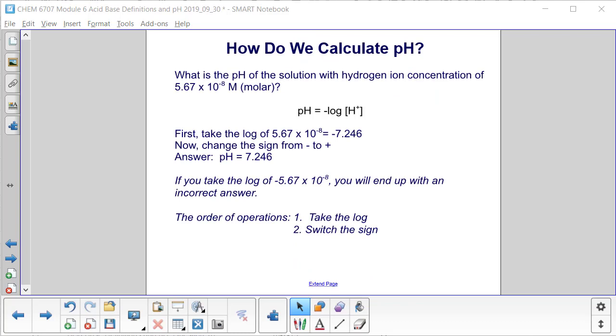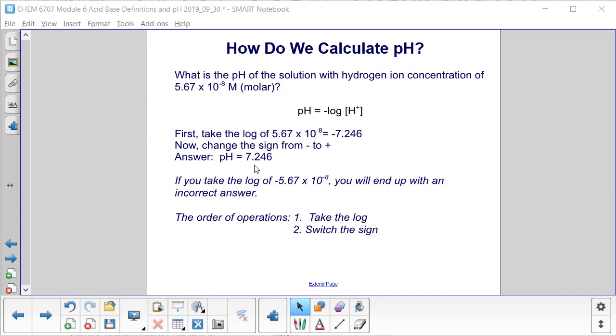Baking soda or seawater is slightly more basic than pure water. How do we calculate pH? For example, what is the pH of a solution with hydrogen ion concentration of 5.67 times 10 to the minus 8 molar? Here's our equation, where pH equals minus log of the hydrogen ion concentration. First, we need to take the log of the concentration. When we do that, we get minus 7.246. Then apply the negative: multiply this by a negative, changing the negative to a positive, and we get a pH of 7.246.